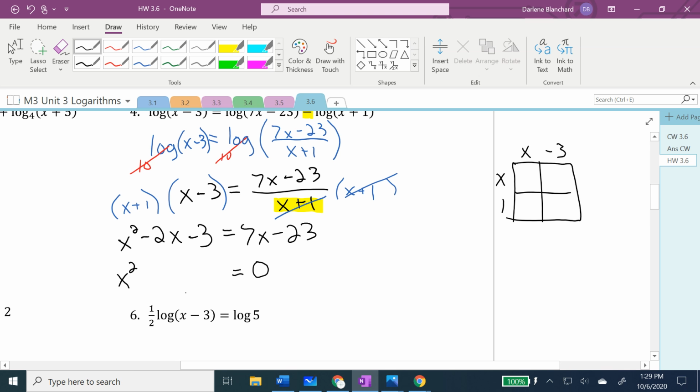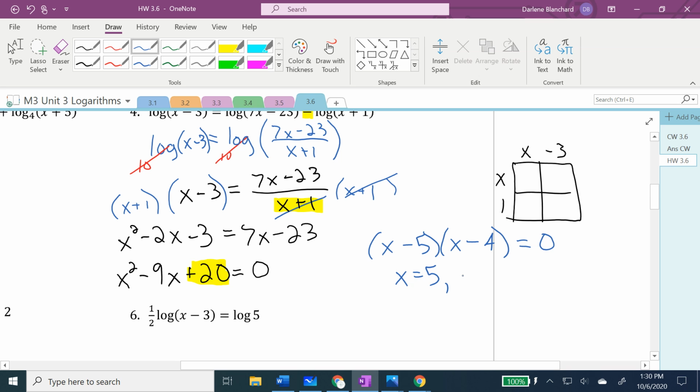I've got x squared. I need to subtract 7x over to the left side. And I need to add 23 over to the left side. And then it's time to factor. I'm looking for two numbers that multiply to make positive 20. And when I add them, I get negative 9. And I think I saw some people with that. And now that I have the two factors equaling 0, this will be true if x minus 5 is 0, and it will be true if x minus 4 is 0.